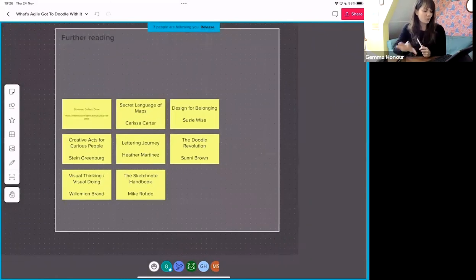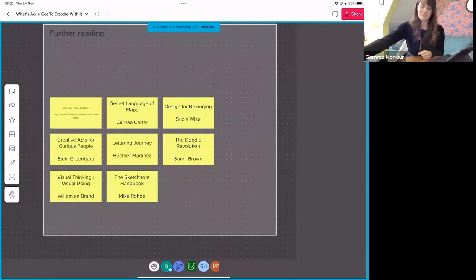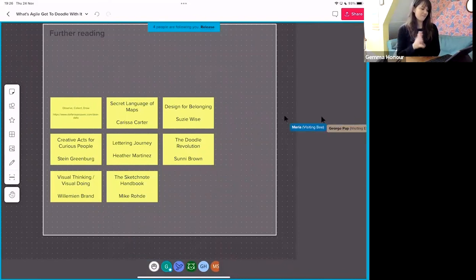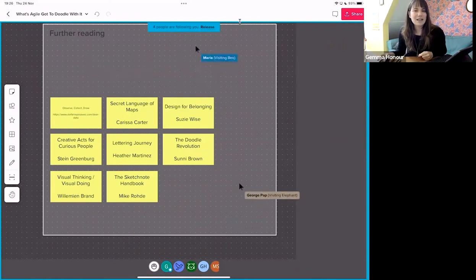I've also put further reading. A lot of the information that I've shared today has been from the reading that I've done over the years. So amazing books like Observe, Collect, Draw, Secret Language of Maps, The Doodle Revolution by Sunni Brown, and Visual Thinking and Visual Doing by Willemien Brand. So I think that is everything from me, unless there are any questions.